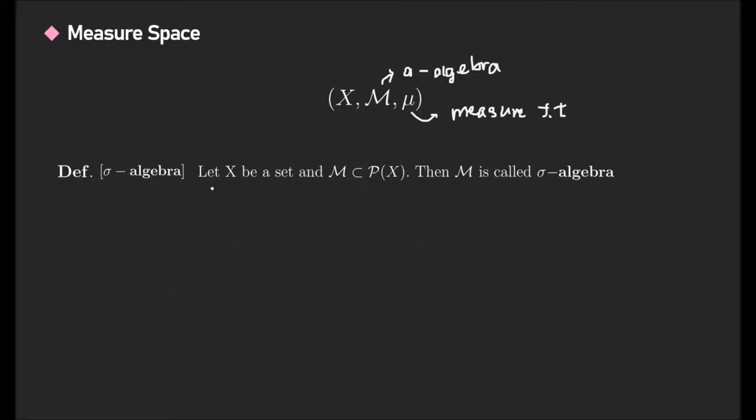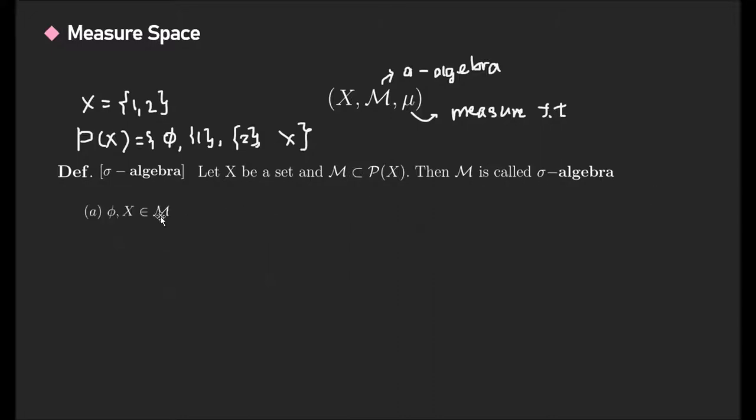Definition of the sigma algebra: let X be a set and M a subset of the power set P(X). Do you understand the power set? For example, if X is {1, 2}, then P(X) is the power set, the collection of all subsets of X. In this case, P(X) is the empty set, {1}, {2}, and the whole set X. Then M is called a sigma algebra if the following hold.